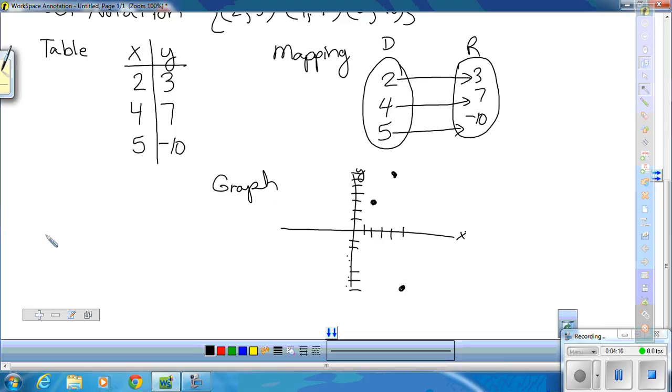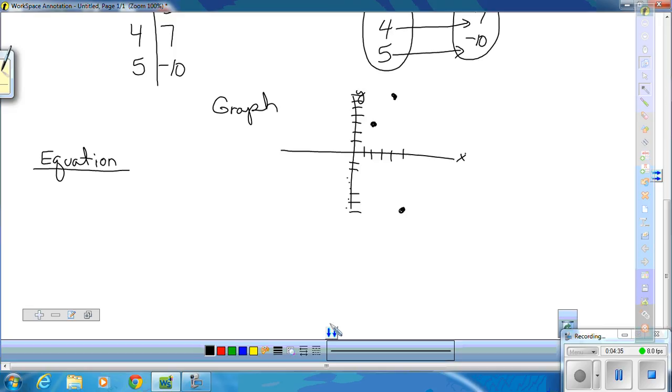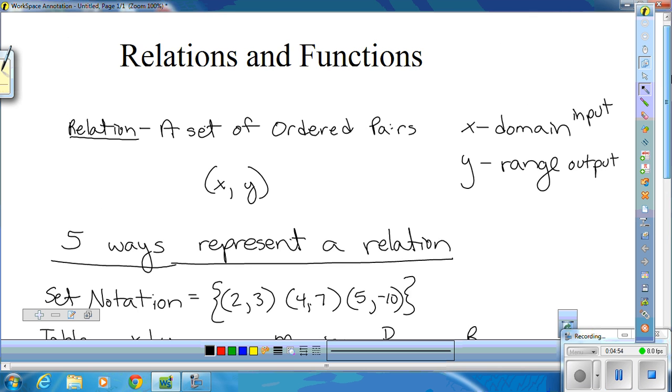And then another way to show a relation is an equation. You can do equations for some relations. Some relations have a relationship that we can actually quantify as an equation. Not all relations have an equation. Not all relations necessarily follow a pattern. It could just be a random set of points. But sometimes we can represent them as an equation. So if we had something like y equals mx plus b or some other equation, you can show relations as an equation. These are your options, the different ways that relations can be represented.